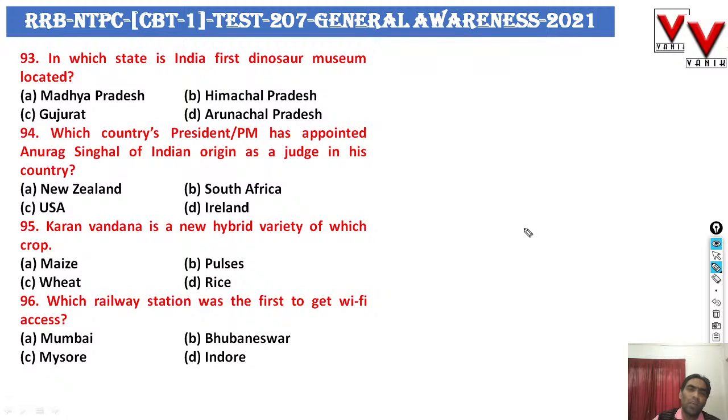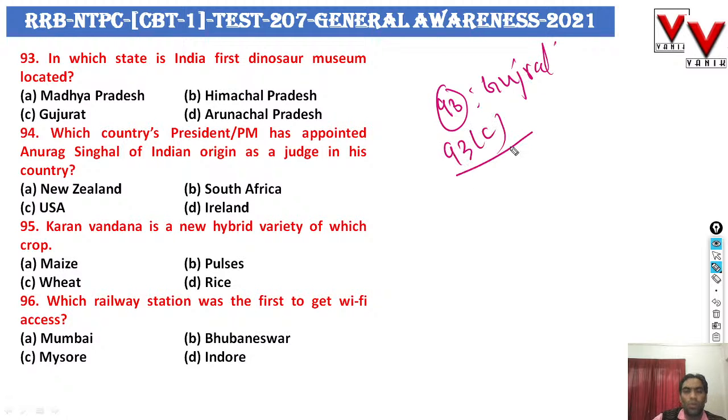In which state is India's first dinosaur museum located? That is Gujarat. India's first dinosaur museum is located in Gujarat. So the right answer for 93 is C. Gujarat.